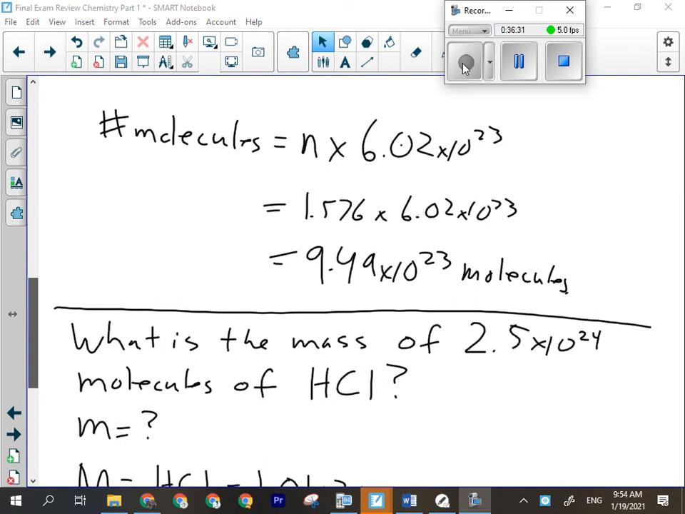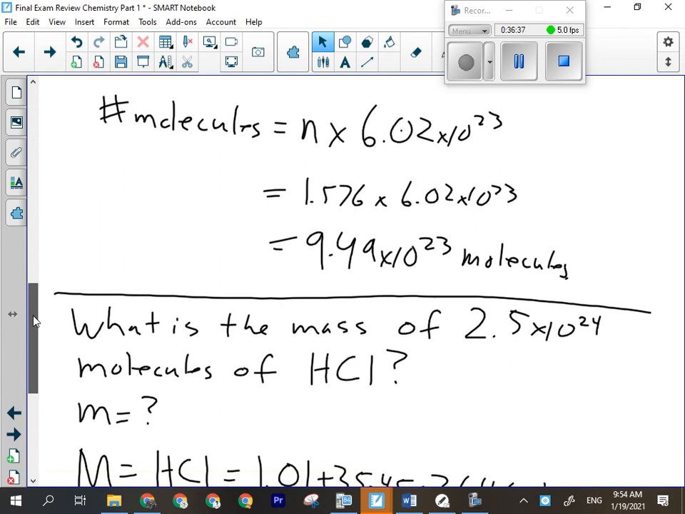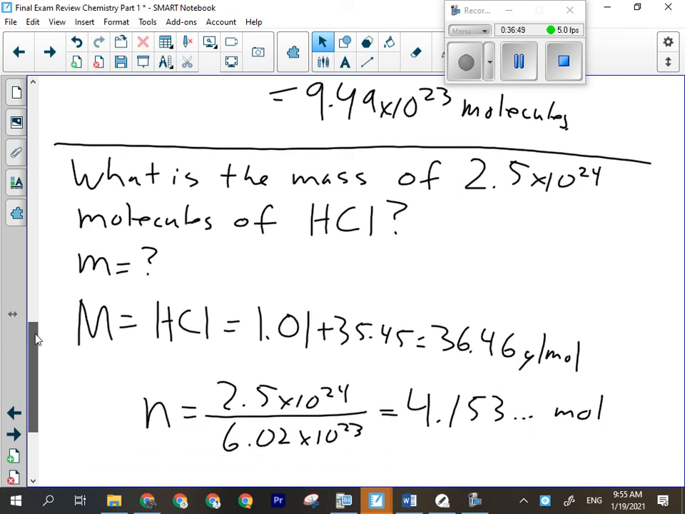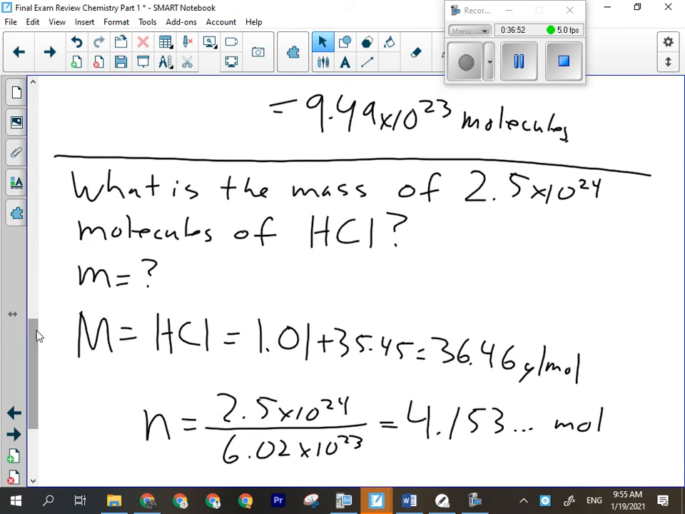Okay, so for this one here, we're looking for the mass of 2.5 times 10 to the 24 molecules of hydrogen chloride. So we want to calculate the molar mass of hydrogen chloride. That has 1 hydrogen, 1.01, 1 chlorine, 35.45, for a total of 36.46 grams per mole. Then we want to calculate the number of moles. We do that by taking the number of molecules we have and dividing by Avogadro's number.